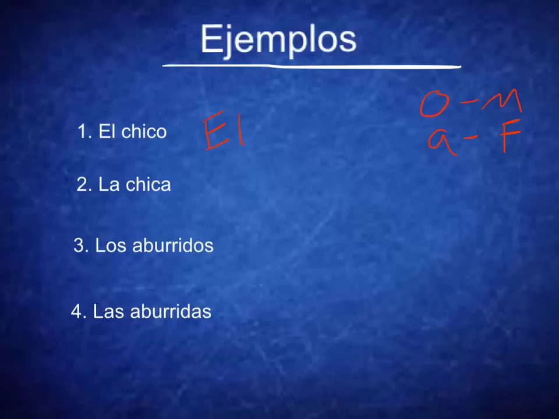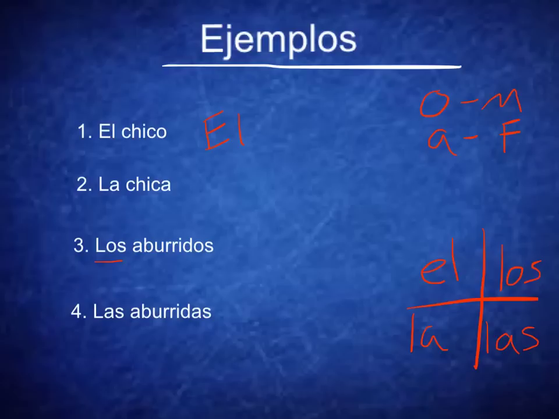We go back and look on that little chart, and if we look at that chart, we have el, la, los, and then las on that chart. So that's how we get it. Same thing here. We have la chica. It ends in A, so it must be feminine. It doesn't have an S, so therefore it is singular feminine, which is this one right here, la. Then we have los aburridos. We see it ends in O, so it's masculine, but it has an S, so it's plural. So it's right here, los. That's how we get the article right there.